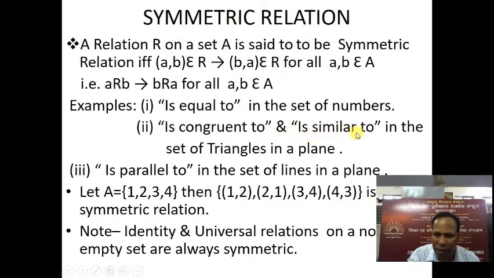Same is the case for "is similar to" in the set of all triangles in a plane. Now consider the relation "is parallel to" in the set of all lines in a plane. Suppose I say line L1 is parallel to L2. L2 also must be parallel to L1. That means L1 is related to L2 in the same way as L2 is related to L1. So this relation "is parallel to" is symmetric in nature. The identity relation and universal relations on a non-empty set are always symmetric in nature. You can verify it taking some practical examples and also some numerical examples.